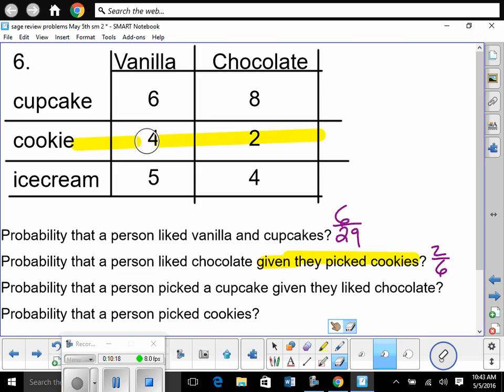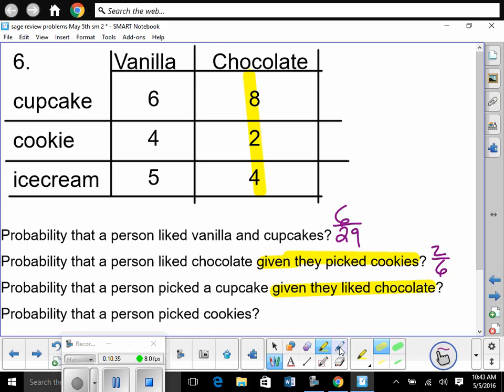So let's erase that. Let's start here. The given ones, people just screw them up. Probability that a person picked a cupcake given they liked chocolate. So I'm starting with the given. So given they liked chocolate, what's the probability they picked a cupcake? 8 out of 14. Very good. Okay, and then it says, what's the probability a person picked cookies? Isn't that 6 out of the full thing? 6 out of 29. Very good. All right, we're awesome.